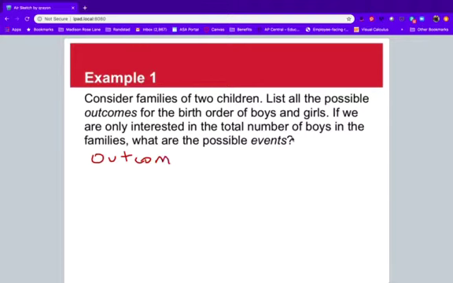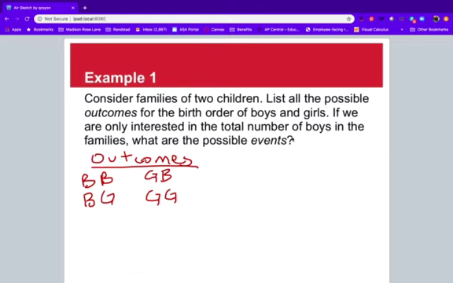Outcomes are all possibilities. So if we're having 2 children and we're interested in birth order, the possible outcomes could be you could have a boy, then a boy, you could have a boy, then a girl. And since we're interested in birth order, another outcome could be girl, boy, and finally you could have a girl, then a girl. So those are all the possible outcomes in that setting.